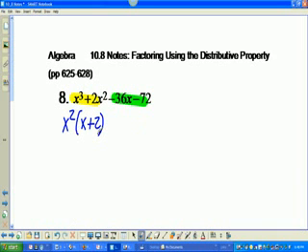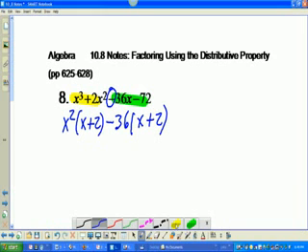Now here's what I'm going to do in the second 2. Yes, 36 goes into both of these, but since I want the leading coefficient in my parentheses to be positive, anytime I have a negative as my leading coefficient of the second term, I'm going to factor out a negative. So negative 36 times what is negative 36? Well, that'll be a positive x plus 2.